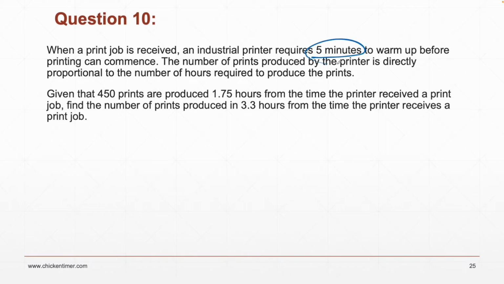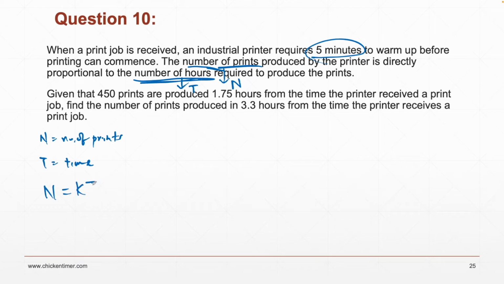So the number of prints produced, let's call the number of prints N, capital N. The number of prints produced by the printer is directly proportional to the number of hours. I call this number of hours T. So N is the number of prints, and T is time. When they say the number of prints is directly proportional to time, we get this relationship here. Let me just put it in red.